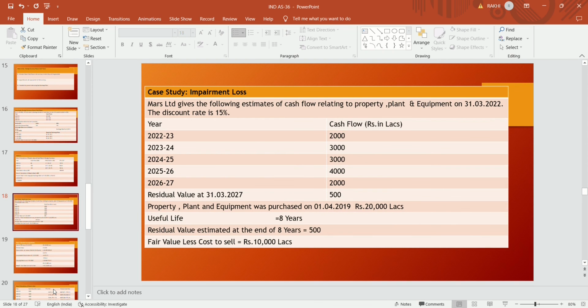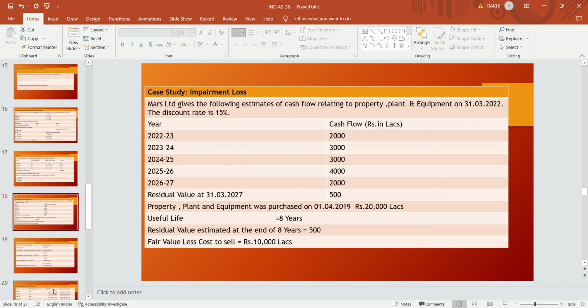Then we will take another example of impairment loss. Suppose Mars Limited gives the following estimates of cash flows relating to the property, plant and equipment as on 31st March 2022. Mars Limited is a company estimating the cash flows from one of its property, plant and equipment as on 31st March. And the discount rate as on that date is 15%.